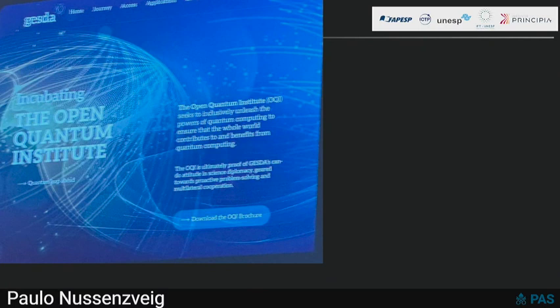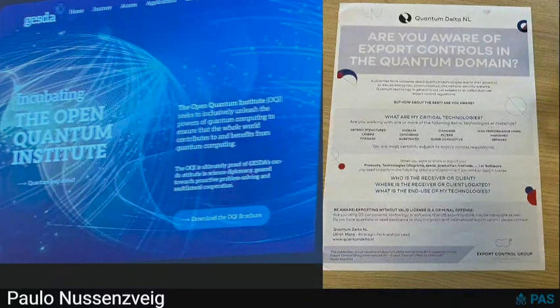So yesterday, we also heard about the importance of having societal concerns and having more equanimous development. That's not true of everything. So I went to a meeting in Delft this year, and I saw this on a desk. So are you aware of export controls in the quantum domain, which means that these technologies will not be available to everybody? I think we have good reasons to have a quantum strategy in Brazil.